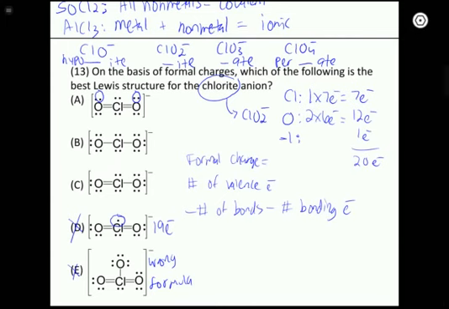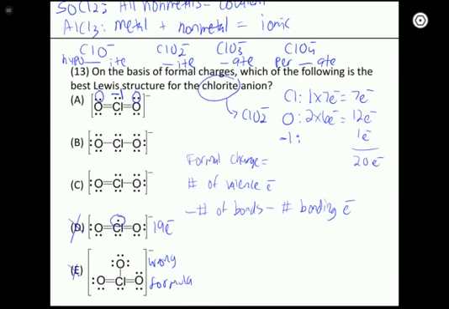But then we have to figure out the central atom, the chlorine here. Chlorine has 4 bonds and 4 non-bonding electrons. So a total of 8 electrons. Chlorine by itself has 7 valence electrons. This has 1 extra, which makes it a -1 formal charge. So this one has a -1 formal charge on chlorine.